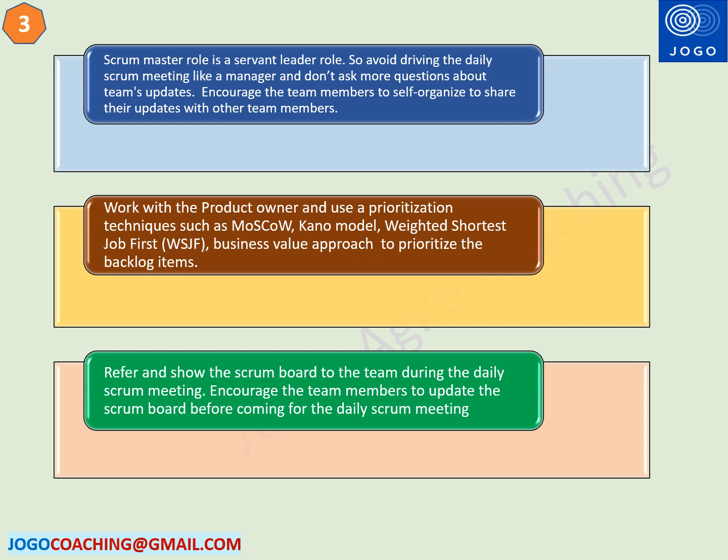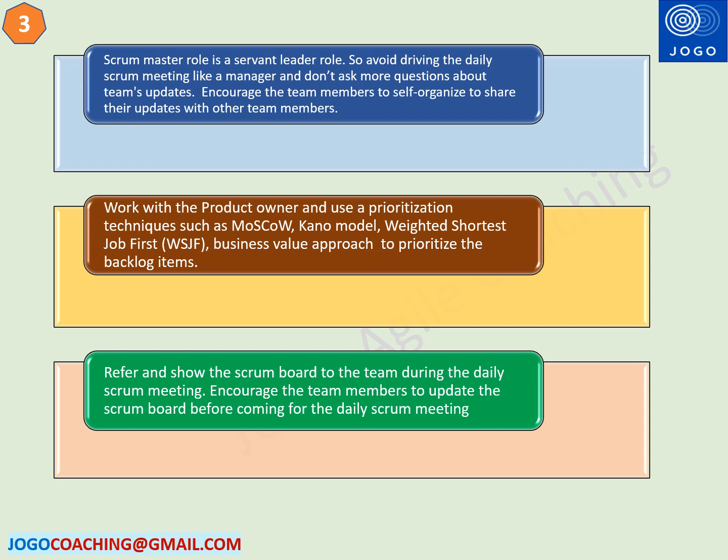The next practice is related to backlog prioritization. Work with the product owner to use the prioritization techniques in the backlog, such as MoSCoW, Kano model, Weighted Shortest Job First, WSJF, business value approach to prioritize the backlog. This will provide a better clarity for the development team and the product owner about the backlog priorities.